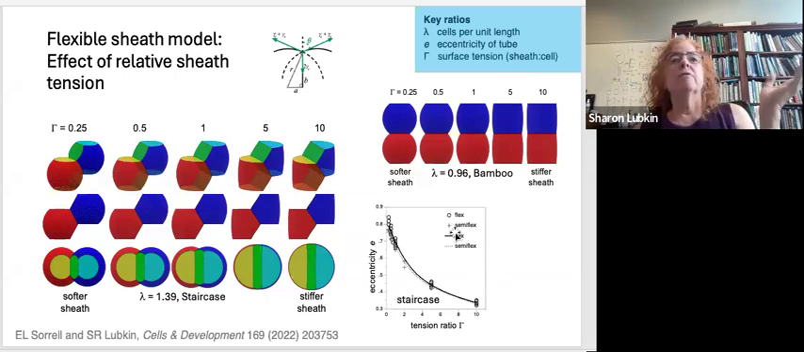The 3D perspective is lovely to look at, but we were then able to quantify the eccentricity as a function of the tension ratio. Of course, the bamboo patterns are not eccentric, they're round in cross-section, but in the staircase pattern, not surprisingly, the eccentricity is going down as the tension ratio is going up, and you get your greatest eccentricity at the lowest levels of sheath surface tension.